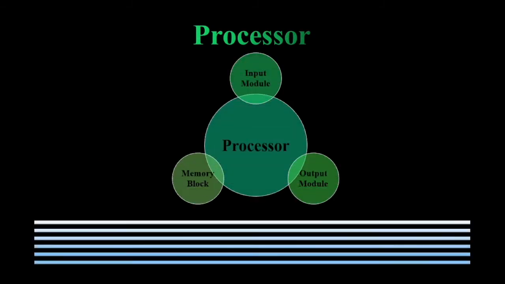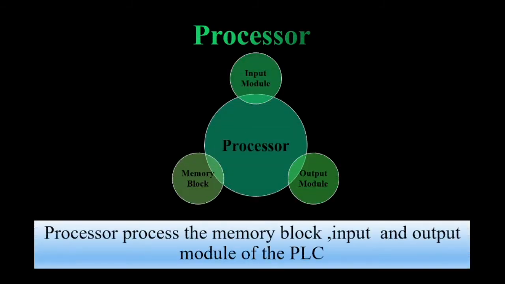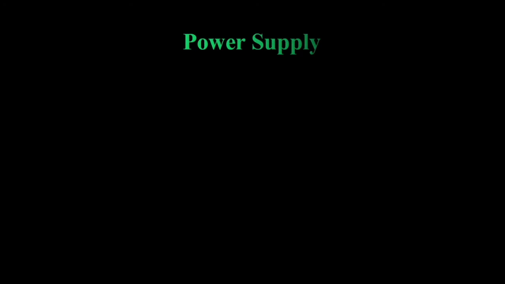Now let us see the processor. The processor controls the memory block, input block, and the output module of the PLC. That is, the overall function of the input, output, and memory block is controlled by the processor. So this is the main function of the processor. Now let us see the last block, the power supply.